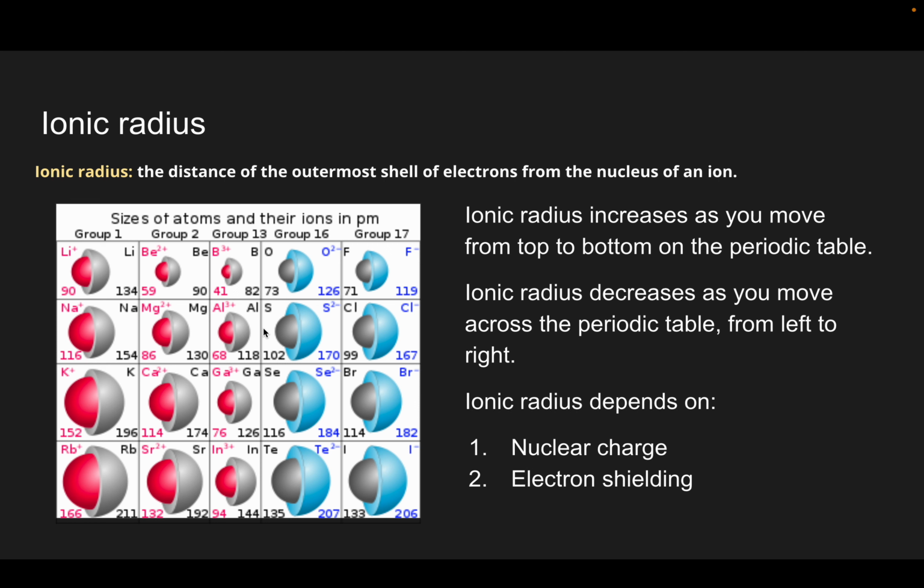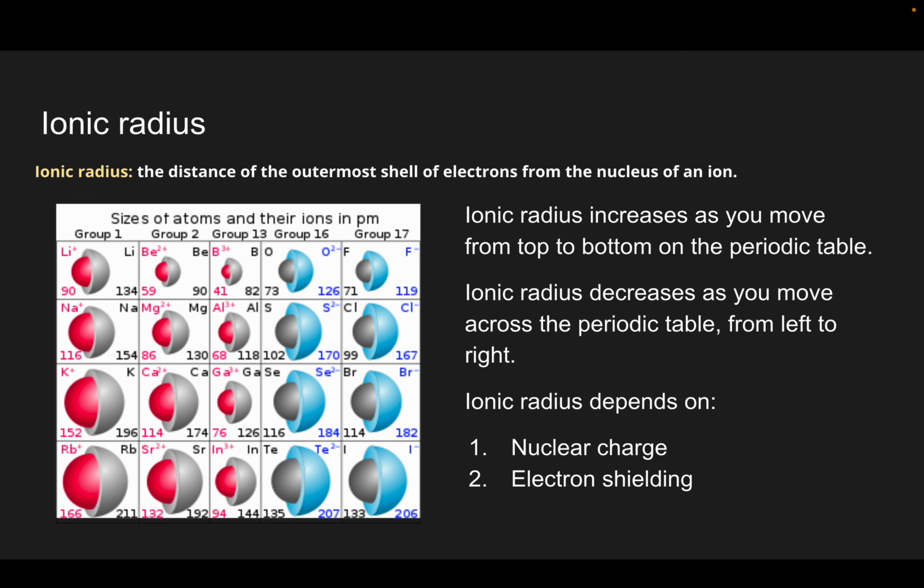Second one is ionic radius. Ionic radius is the distance of the outermost shell of electrons from the nucleus of an ion. Here, the main trends are that ionic radius increases as you move from top to bottom on the periodic table, and ionic radius decreases as you move across the period from left to right. So the trends actually are similar to the atomic radius.